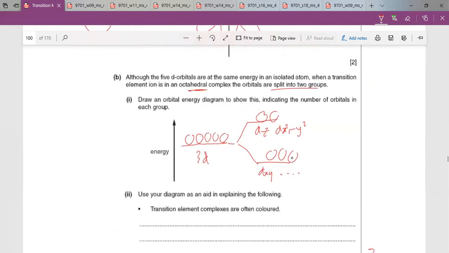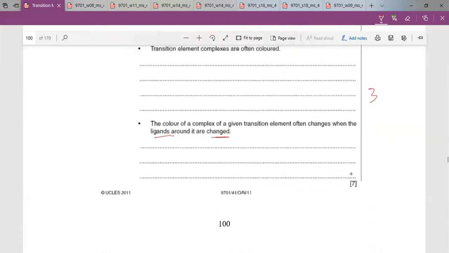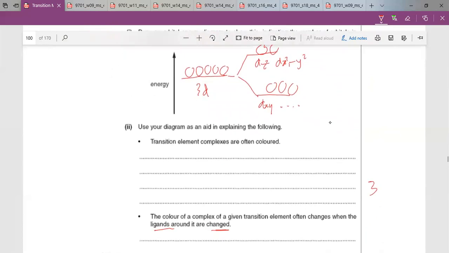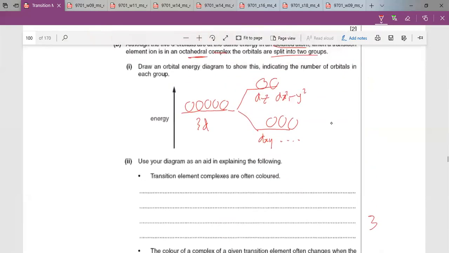Then it says here, although the 5 d orbitals are the same energy in an isolated atom, where there are no ligands, when the transition element is in an octahedral complex, that means there are ligands, they split into 2 groups. Then draw the orbital split-up, easy there. Now, why is it colored? That is 7 marks. It's normally 3 here, 3 here, 3 here, and 1 here.